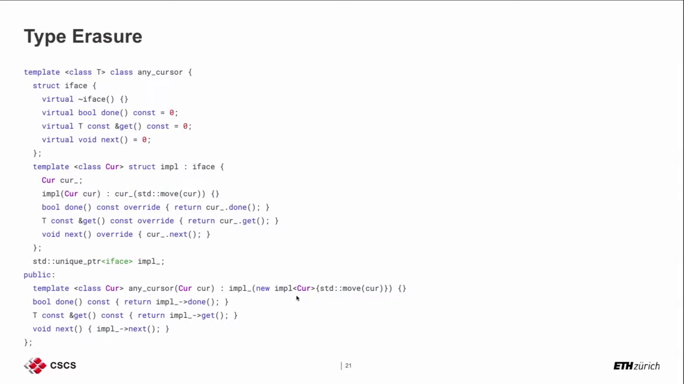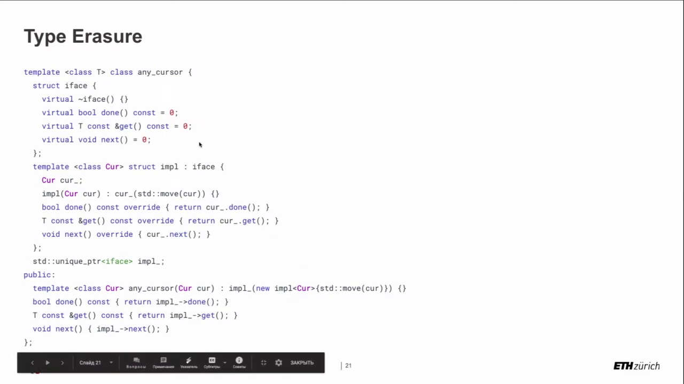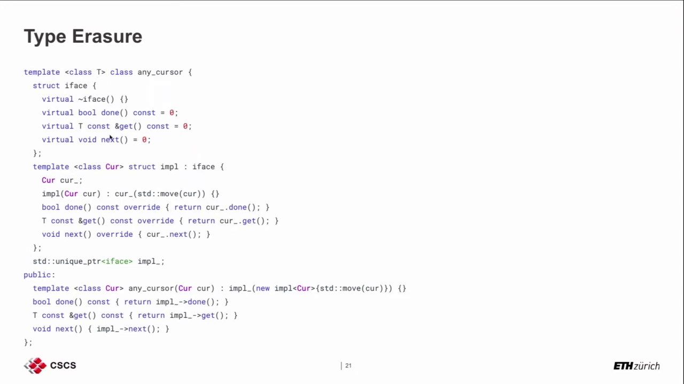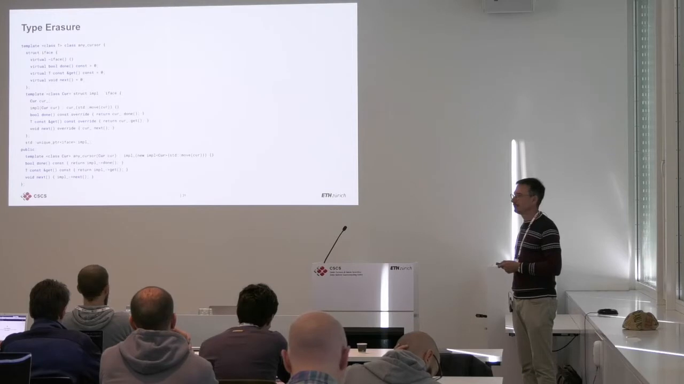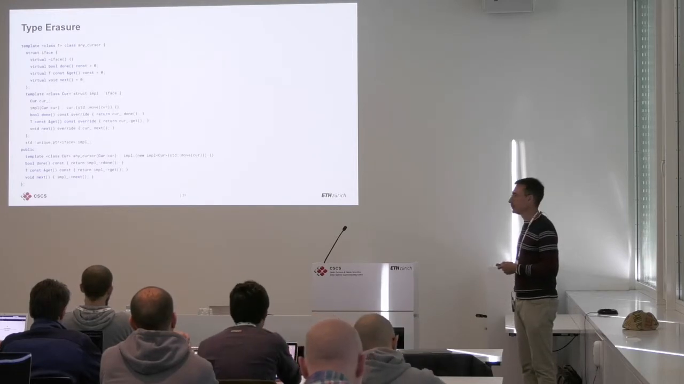What happens in the constructor? We take a cursor. We create an implementation of that. This class, impl, depends on the cursor. But we place it into the unique pointer to the interface, not the implementation. And we still can use all the methods because they are all virtual. The templated part is only the constructor. After we leave the constructor, we lose the type information. Okay? Any questions on that topic? Okay, good.